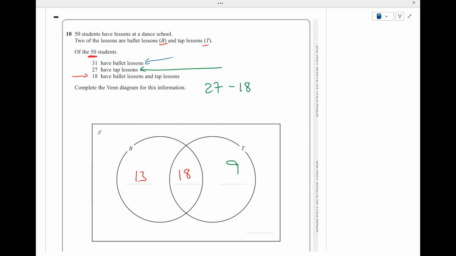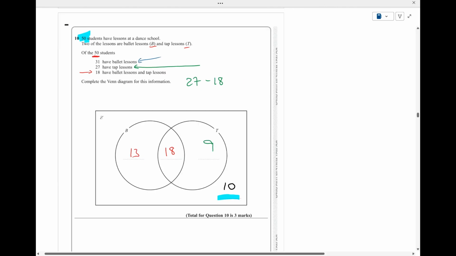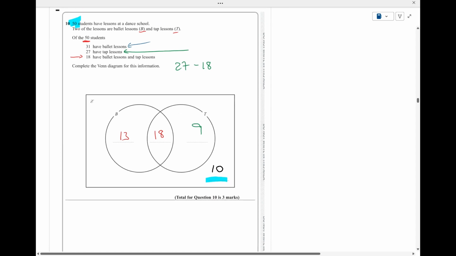So I think I've done it, haven't I? But wait a minute. There's a little dotted line here. They're expecting something there. What's going on there? 50 students have to be in this Venn diagram altogether, don't they? Have we included all the 50? 13 plus 18 plus 9 is 31 plus 9 is 40. We've only included 40 students, so there must be 10 who don't do ballet and don't do tap. And that is my 3 marks on question 10.